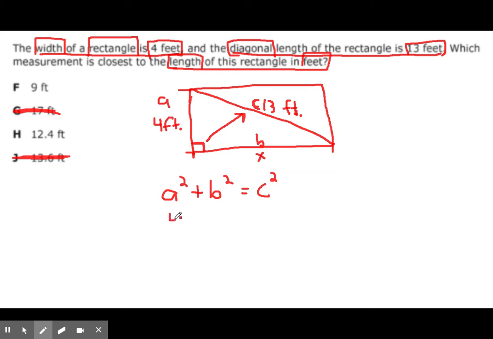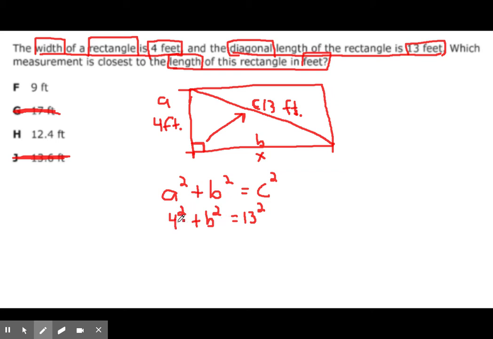So if I plug that into my equation, 4 squared plus, this time we don't know B, that's what we're solving for. So I'm going to leave that B. I don't know what B is. That's our unknown. That's what we need to solve. So plus B squared equals, but we know C. This time it gave us the hypotenuse. It said the hypotenuse was 13. So we're going to do 13 squared.